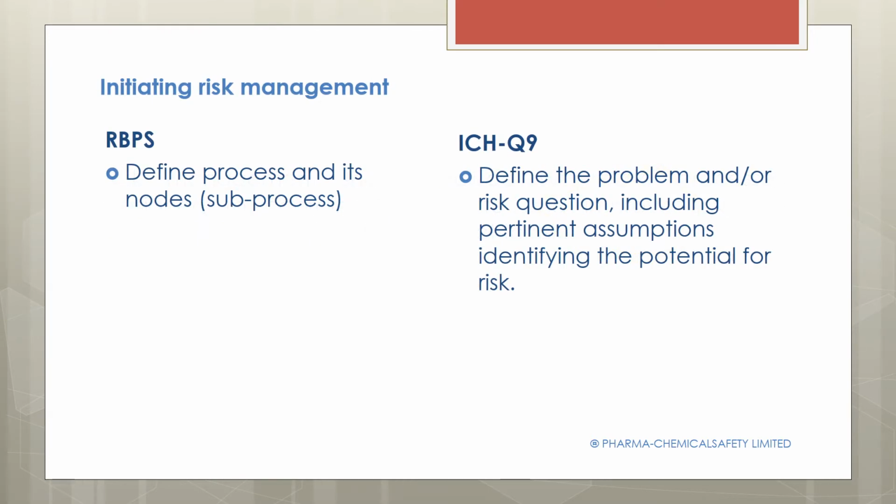So how do we initiate or start a risk management? It's very simple. We need to define the process and its nodes; that's the term from process safety. And in ICH Q9 it is define the problem and the risk question. It's very important to take this knowledge from process safety. You're going to have a process, so you need to split the process into nodes, into sub-processes. Each one has its own particularity, its own nature, so the questions and the risks you're going to face in each of those processes are very different.